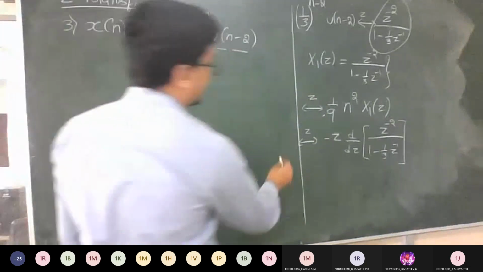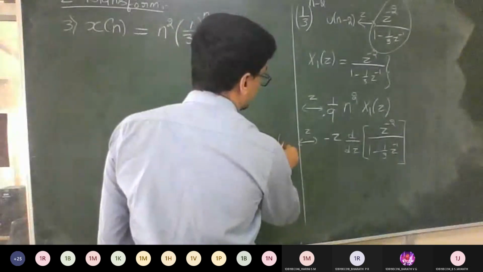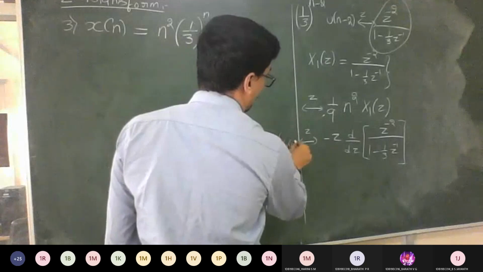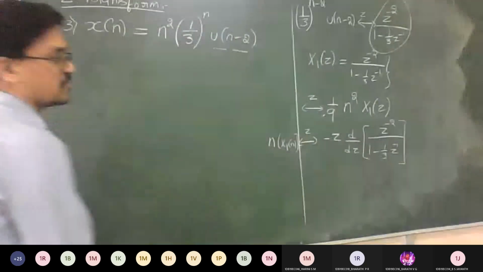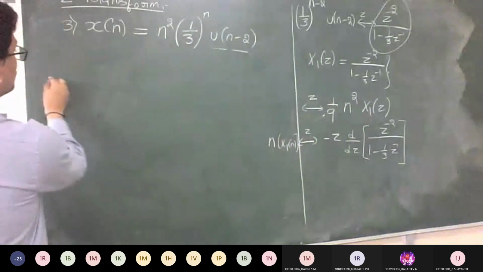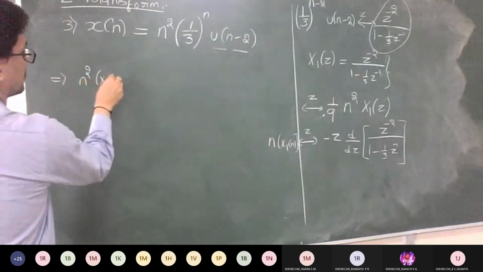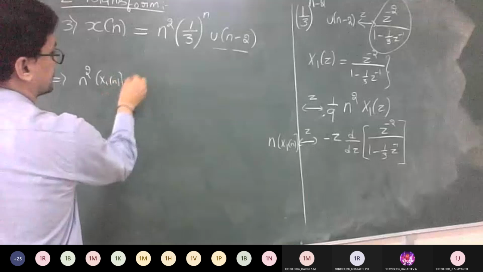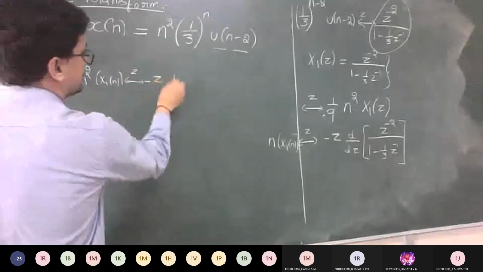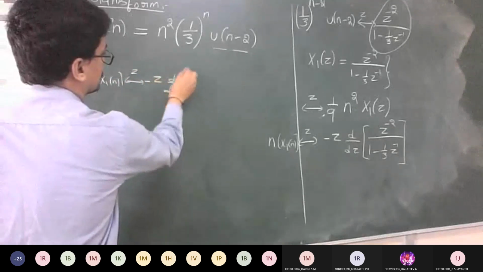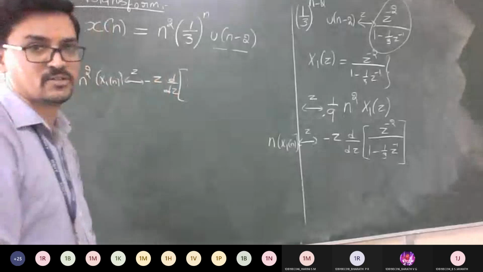So this is for the first n, n into x1 of n form. So we actually want n square, so I'm going to keep one more n here. So n square x1 of n z transform is minus z d by dz. So this is one more differentiation we should do.